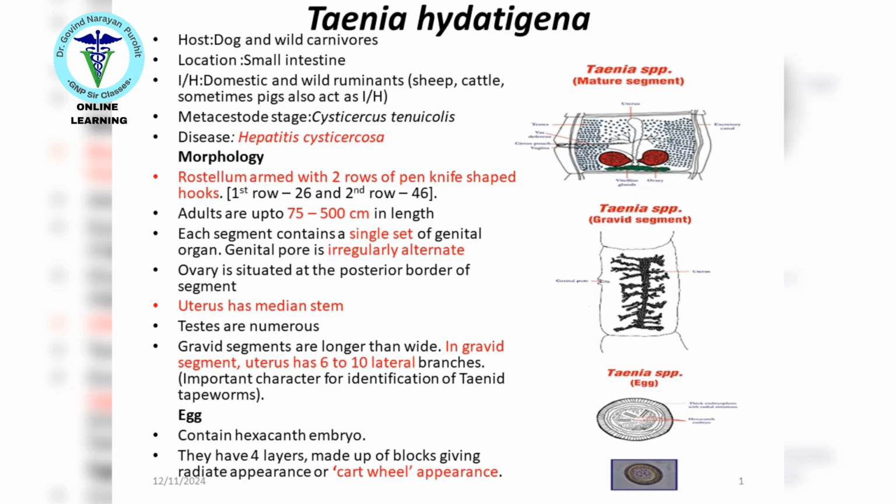The life cycle of Taenia hydatigena involves eggs being ingested by intermediate hosts, where they hatch and release hexacanth embryos. These embryos migrate to the liver and develop into cysticerci. Dogs become infected by ingesting infected meat or offal.